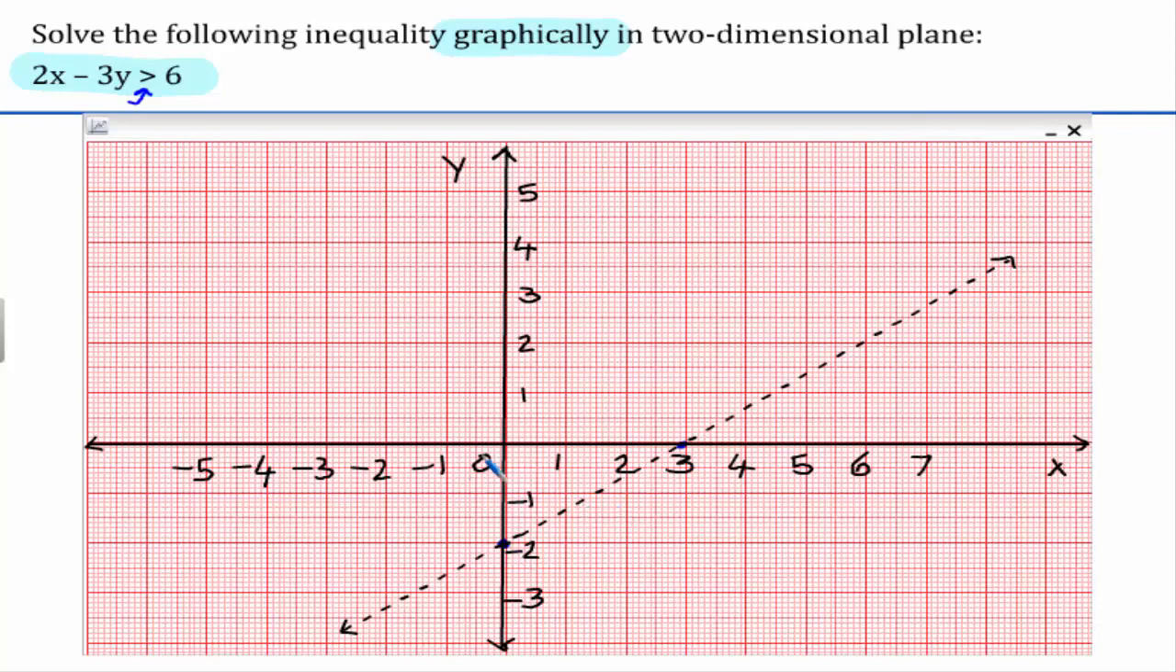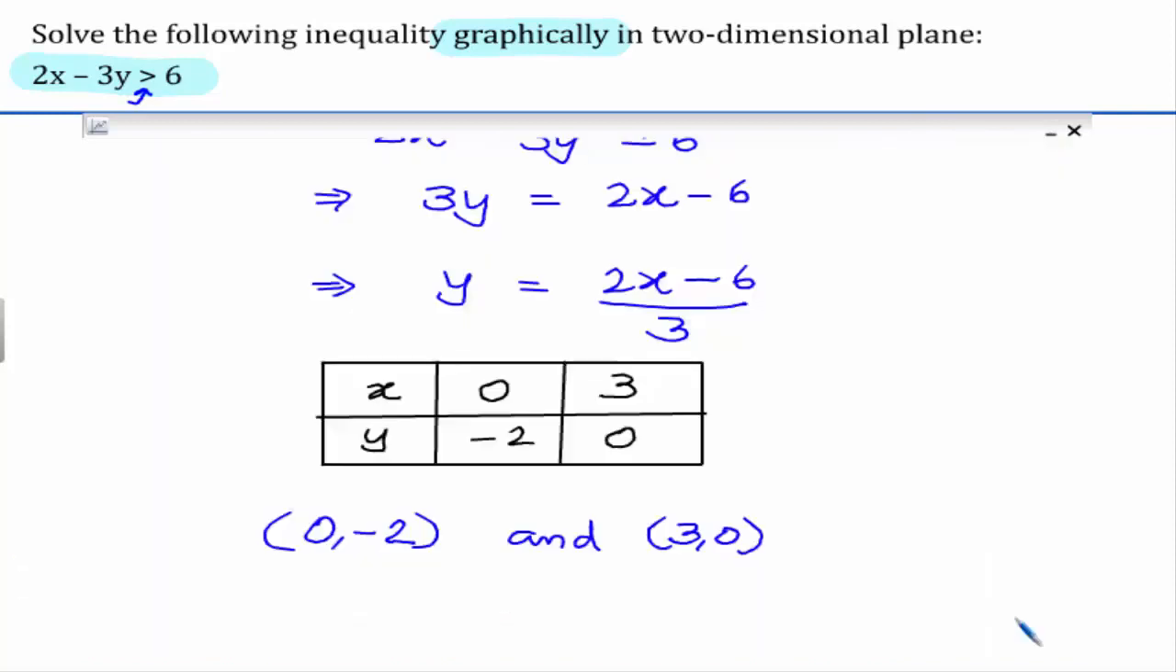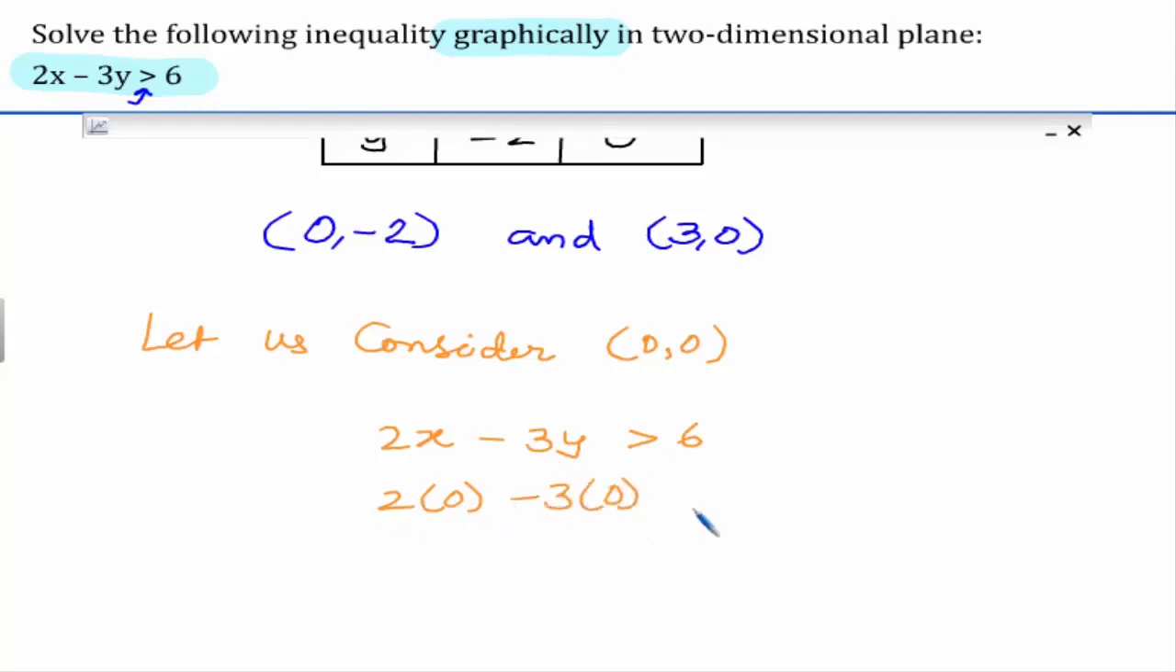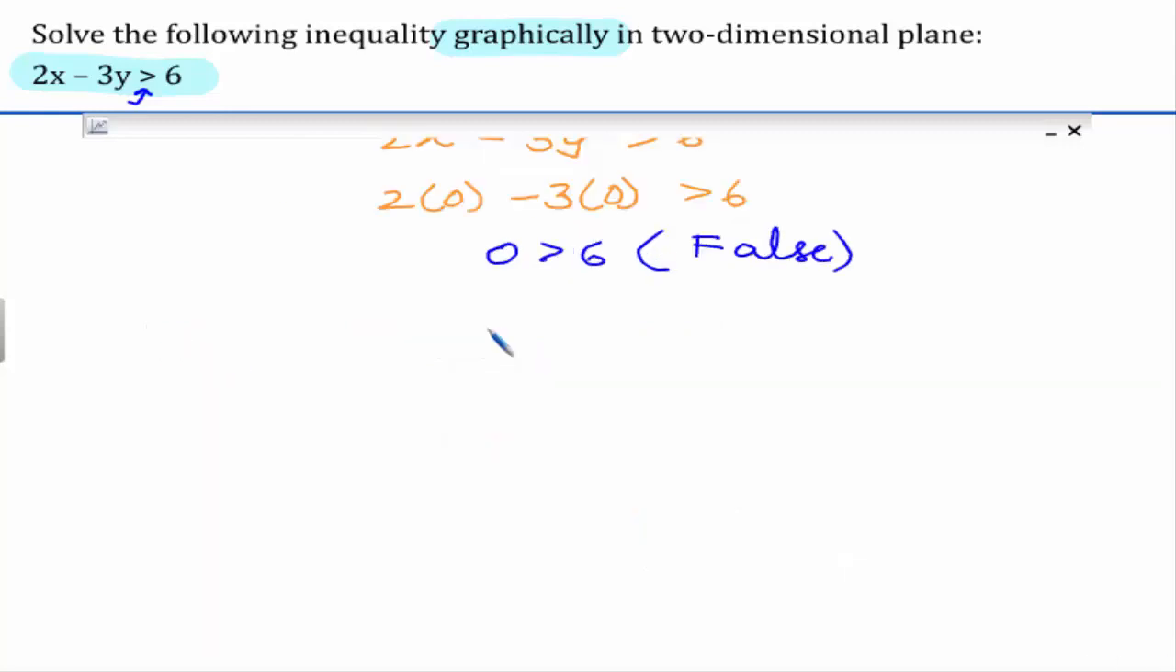And as this line is not passing through the origin, let us select the origin and substitute into the inequality. The inequality is 2x minus 3y greater than 6. So 2 into 0 minus 3 into 0 is greater than 6. This will be 0 greater than 6, which is a false statement. That means the point which we have selected, origin, is not included in the region.